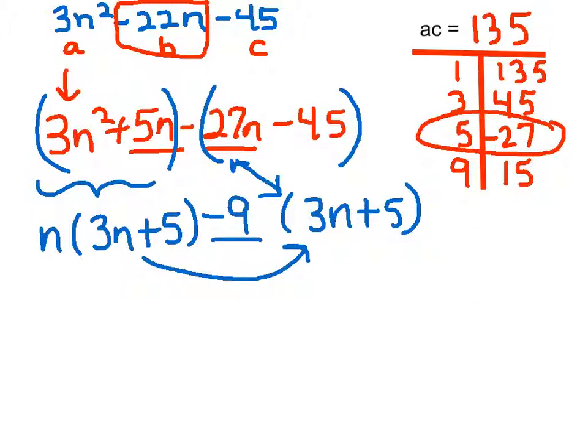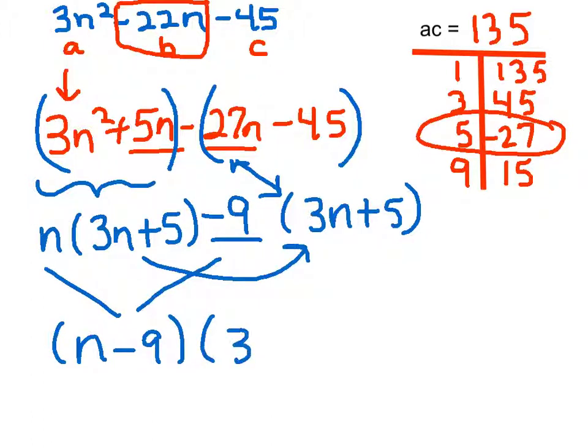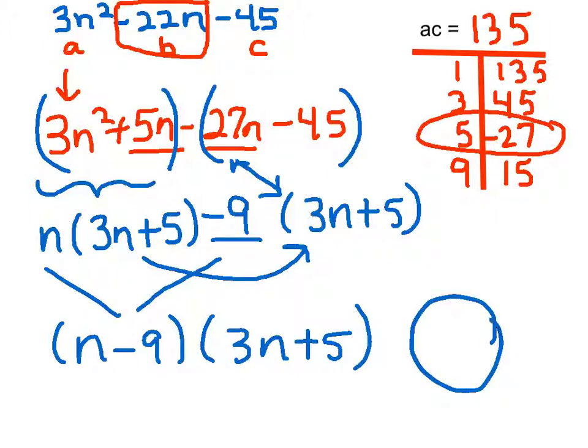Negative 9 times that 3n would give me that 27n, and negative 9 times that 5 is going to create that 45 up here. Okay, so you know you got what you need. All right, the last part's the easy part. You bring down the pieces that are outside your parentheses and put them together, n minus 9. And then you have your other two, 3n plus 5, and you've done it. You've factored another one by grouping. What do you think? Is it getting easier?